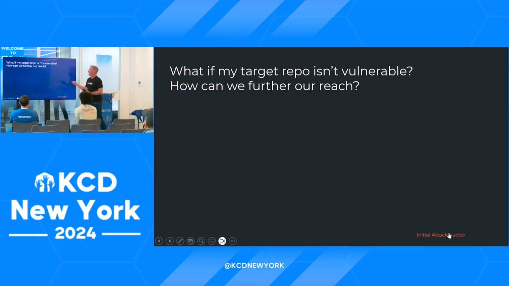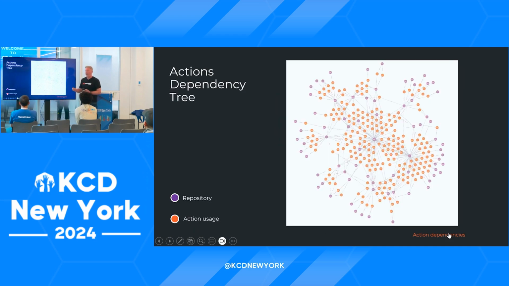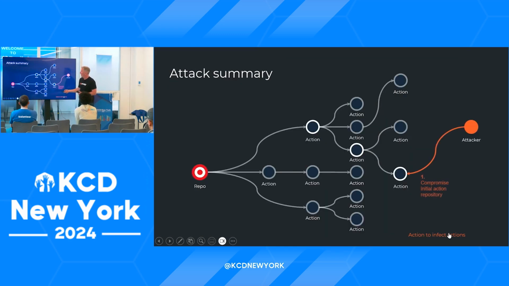All right, what if my target isn't vulnerable? Actions have dependencies, so I can start looking at whether you have an action and whether your action has an action, and I can start thinking about those attack vectors. And this is what we did. We created an actions dependency tree of those 7,000 repositories, with a goal of compromising one action to compromise another action to compromise another one, to attack repositories that weren't vulnerable.